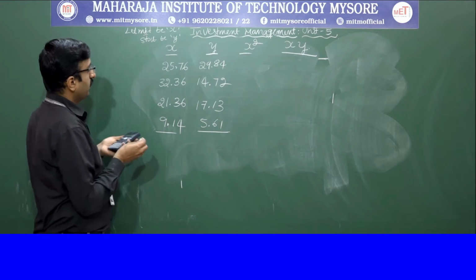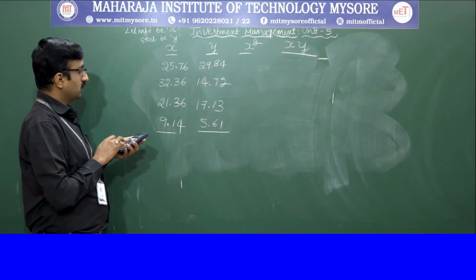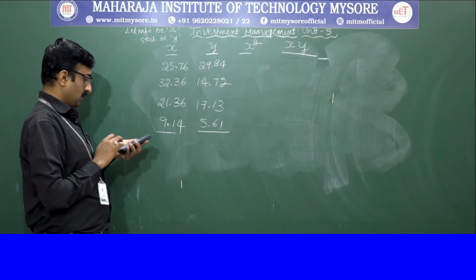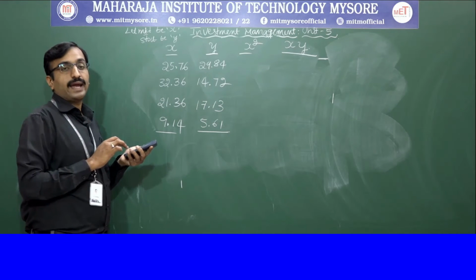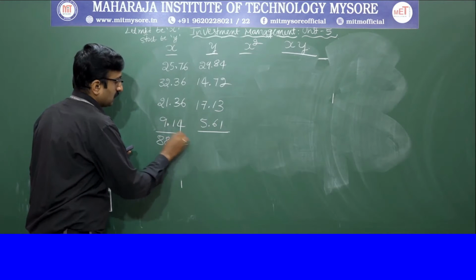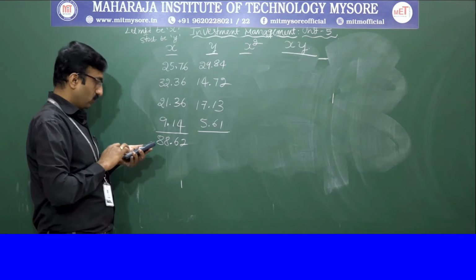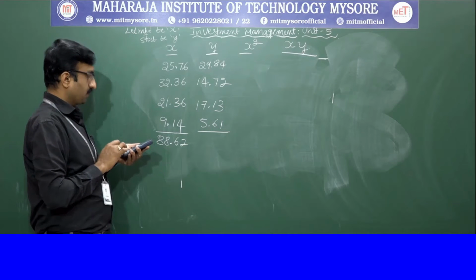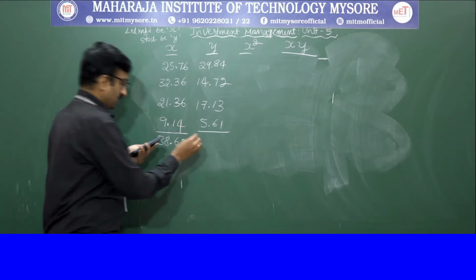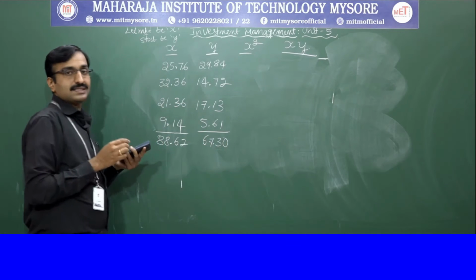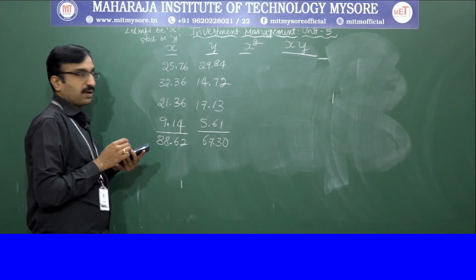We will get sigma X, you will get 88.62. Then Y, if you do, you will get 67.30. This is the sigma Y.